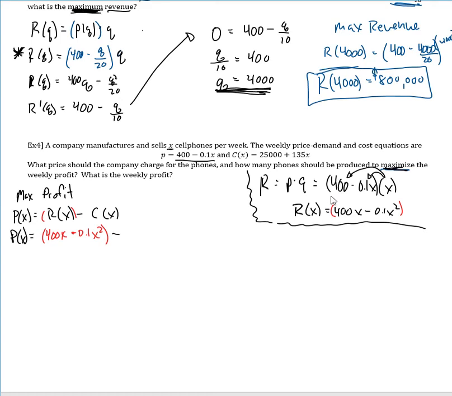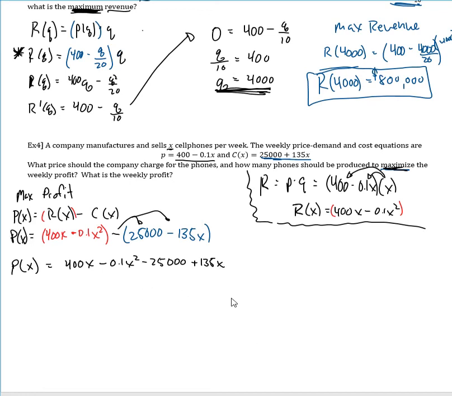The cost was given to us immediately, 25,000 minus 135x, like that. Okay, and now all this we're going to simplify and take our derivative. So our P of x is, all right, so this negative would distribute. Be careful. So we'd have 400x minus 0.1x squared minus 25,000 plus 135x. Okay, so the minus distributed through there.